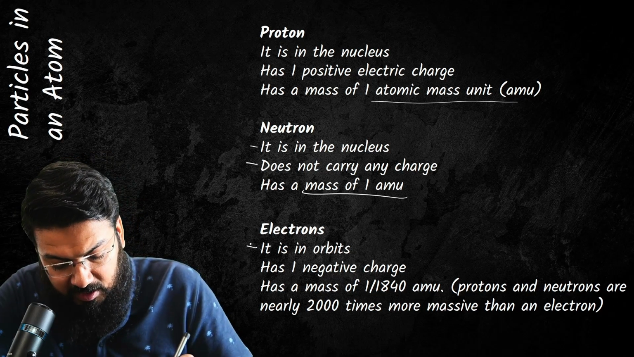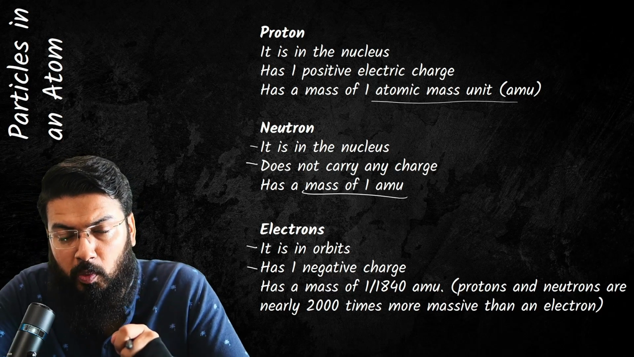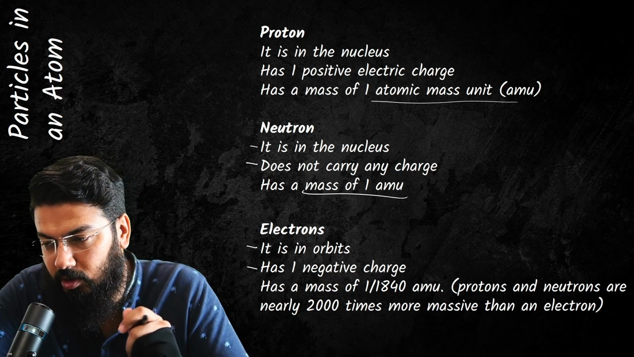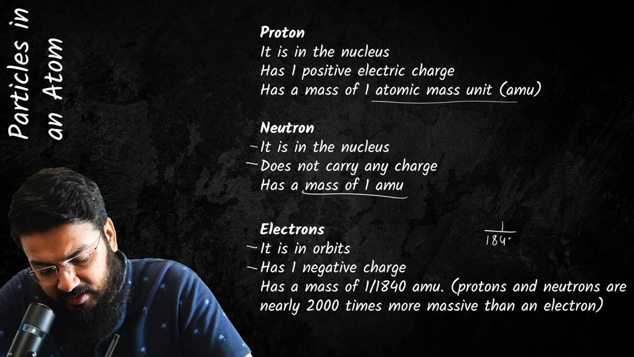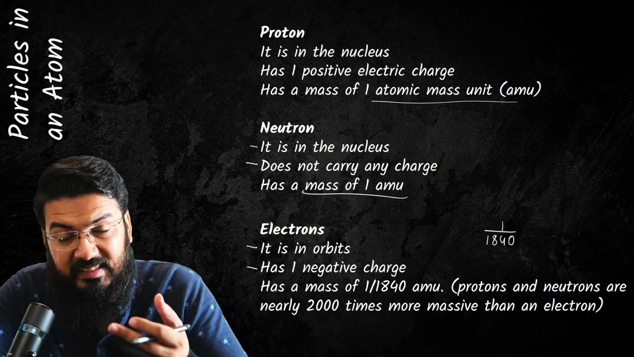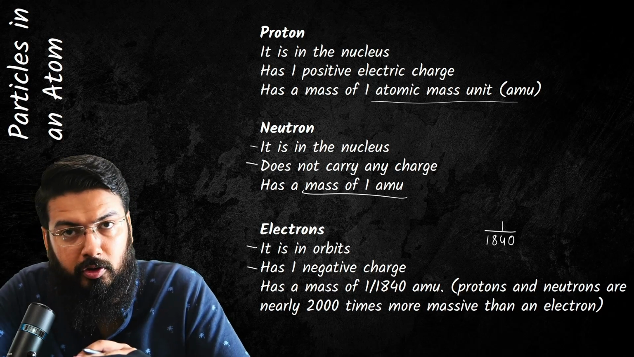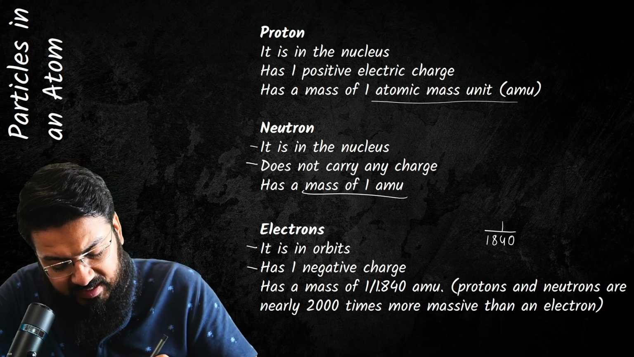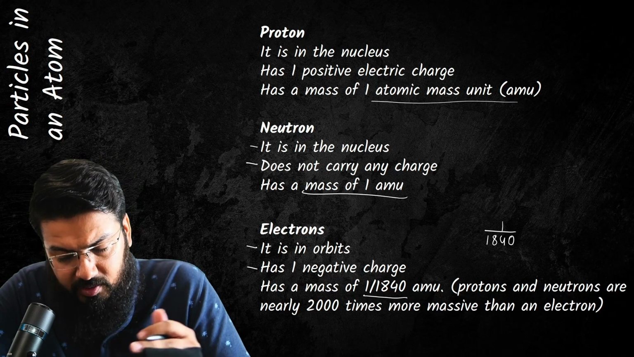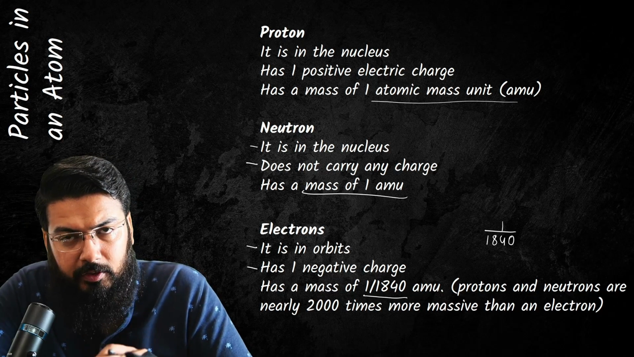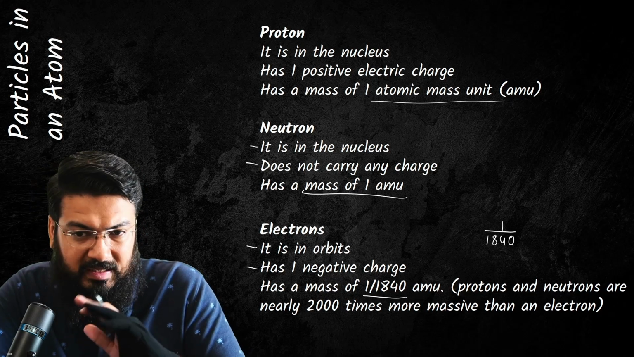Electrons are in the orbit and carry negative charge, and like I said, they are smaller compared to protons and neutrons. They are exactly 1840 times less in mass compared to your protons and your neutrons. So the mass is 1 upon 1840 atomic mass units. Very simple. You have the nucleus in the center, protons and neutrons in the nucleus, and electrons in the orbit.